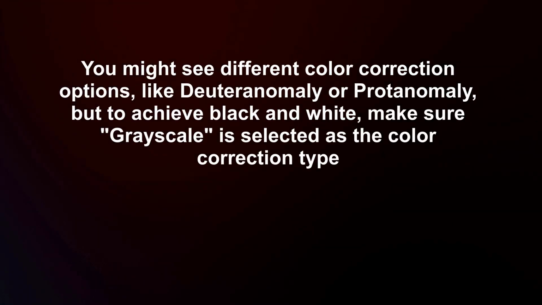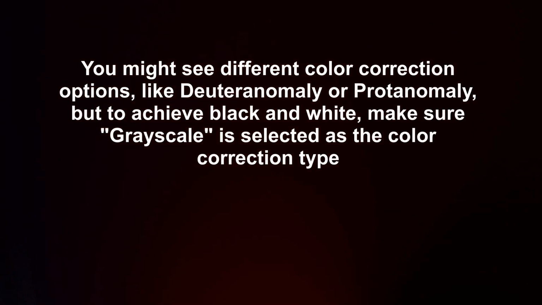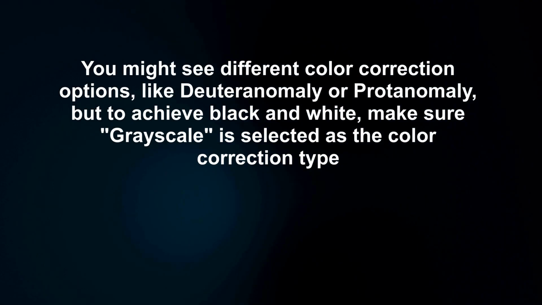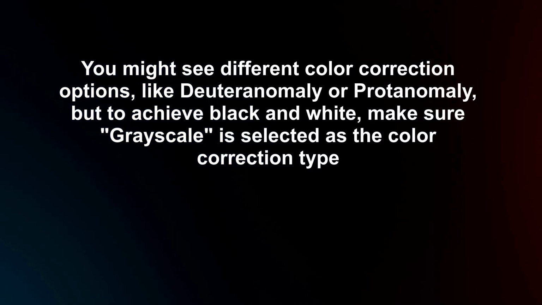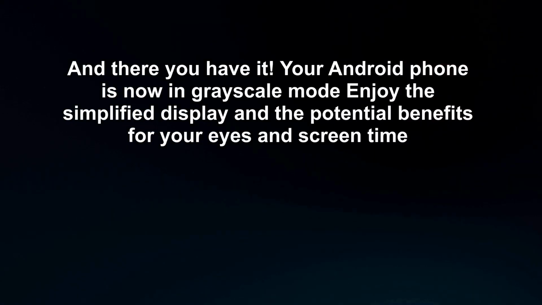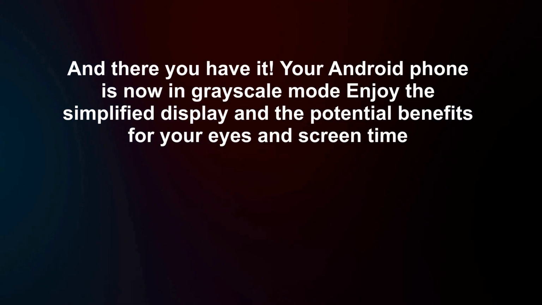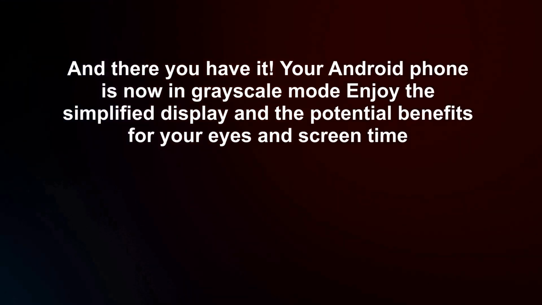You might see different color correction options, like deuteranomaly or protanomaly, but to achieve black and white, make sure grayscale is selected as the color correction type. And there you have it. Your Android phone is now in grayscale mode. Enjoy the simplified display and the potential benefits for your eyes and screen time.